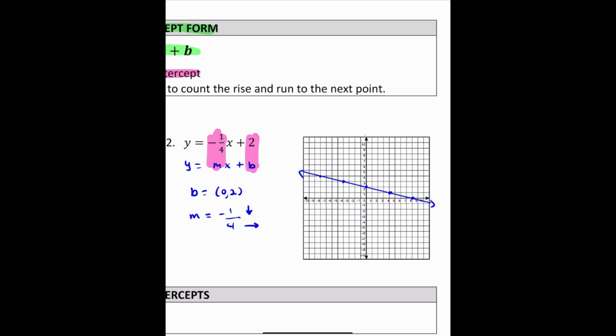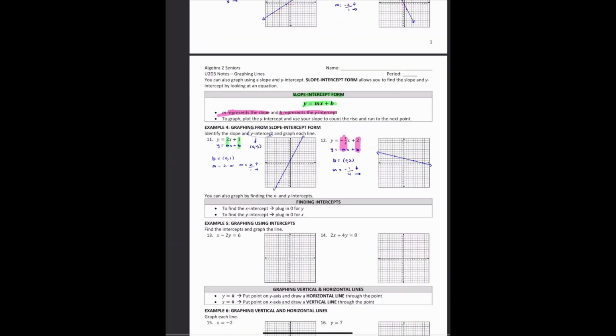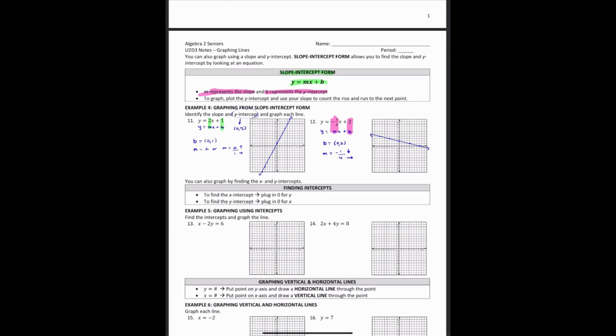So use that to your advantage. Knowing what the slope is can give you a glimpse of what the graph may look like, okay? All right, so let's go ahead and talk about finding intercepts. You can also graph by finding the x and y intercepts.